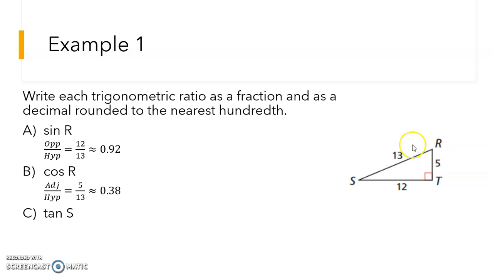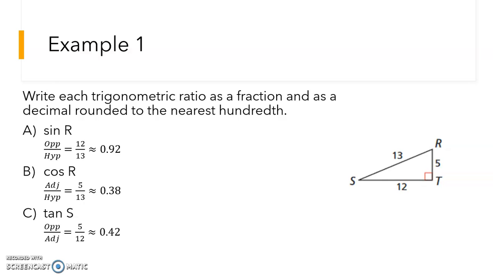So the cosine of angle R is the adjacent 5 divided by the hypotenuse 13. So you get 5 over 13, and if you divide that in a calculator, you get 0.38. So the cosine of angle R is 5 over 13, which is 0.38. Finally, we need the tangent of angle S. So again, see if you can write your ratio and then check your answer here.